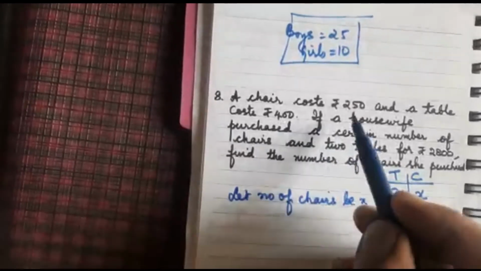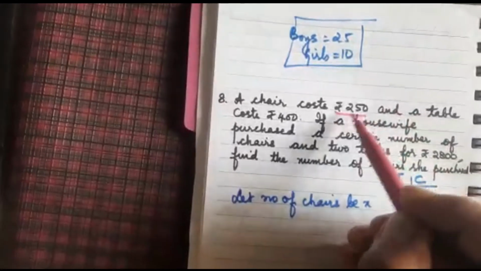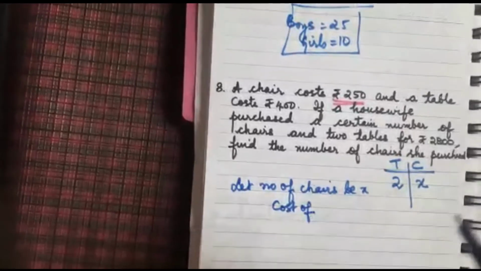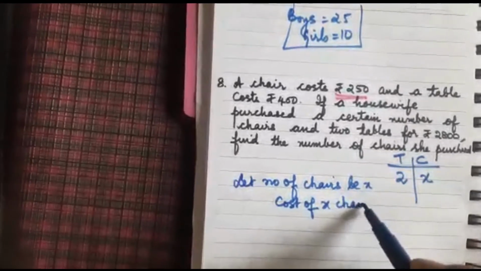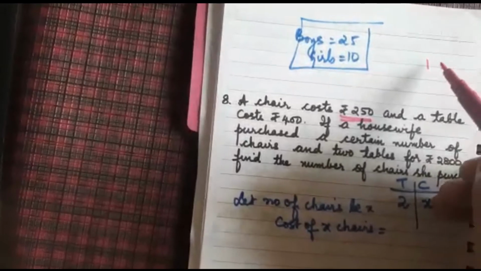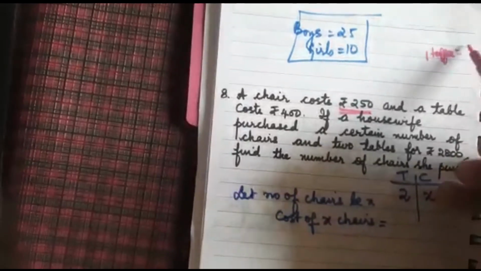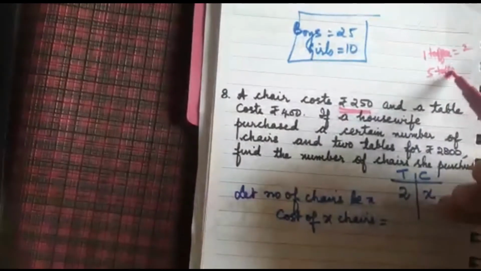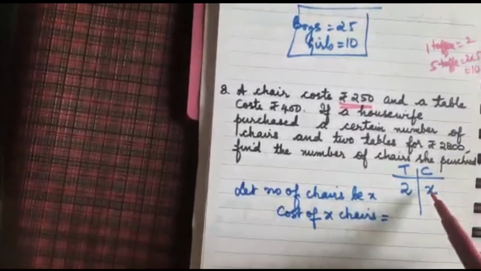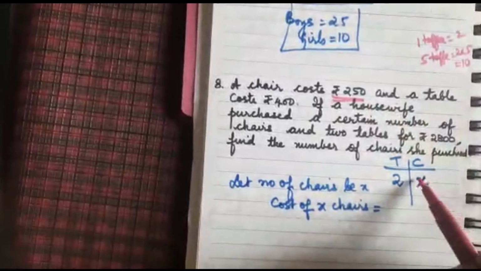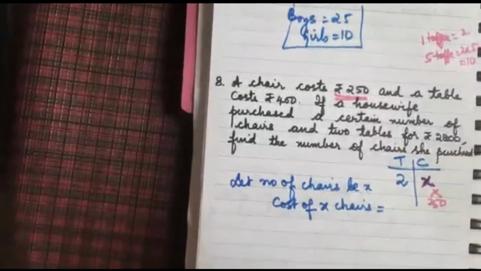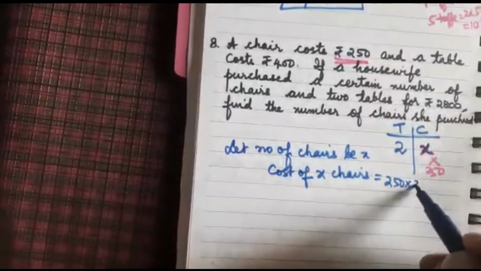Now what is the cost of one chair? The cost of one chair is 250. So what is the cost of x chairs? Like, the cost of one toffee equals 2 rupees. What is the cost of 5 toffees? You will multiply, isn't it? 2 into 5, that is 10 rupees. Same way, the cost of one chair is 250 and the number of chairs is x, so you will multiply. So the cost is 250 into x.